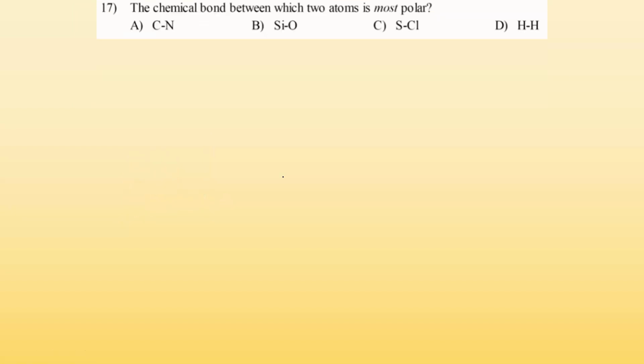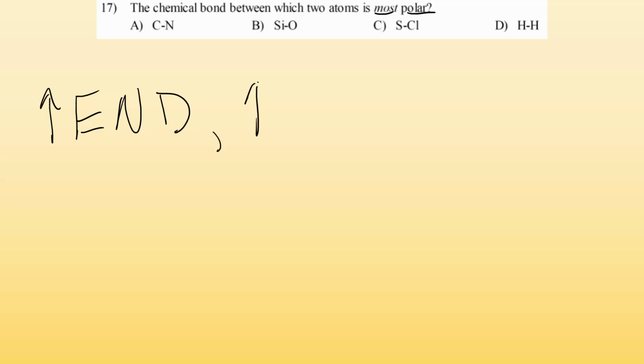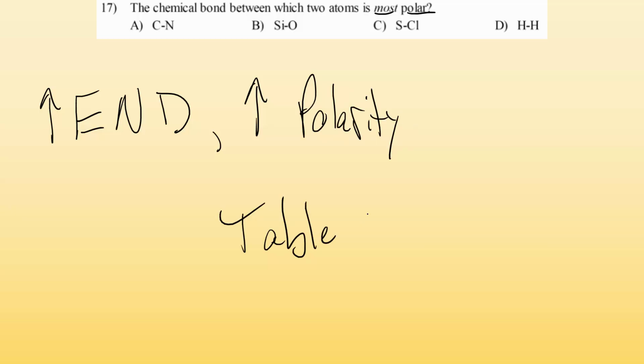17. The chemical bond between which 2 atoms is most polar? So if we have a greater electronegativity difference, then we have a greater polarity. So to figure this out, you're going to have to use your reference table S. So table S is what you're going to want to look at. So let me look at my cheat sheet. Carbon has an electronegativity of 2.6. Nitrogen has an electronegativity of 3.0. So we get a difference of 0.4.